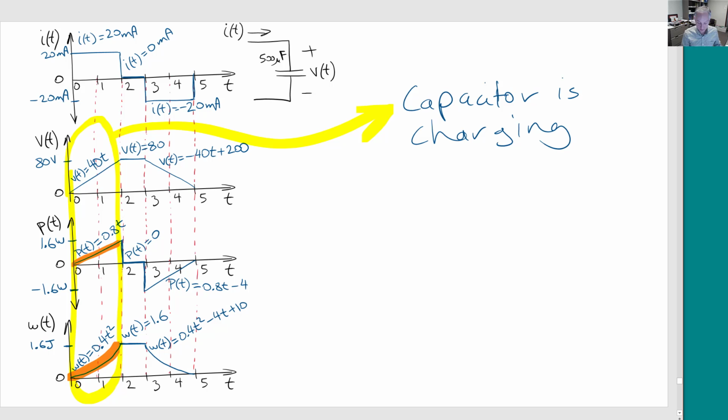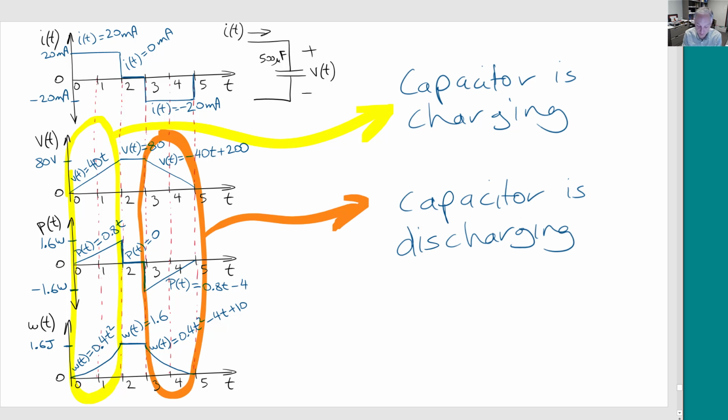And then on the other side, we see the capacitor discharging on the last interval from 3 to 5 seconds. The power is negative and it's going down to 0, so it's discharging and discharging. And we can see that the energy itself is going less and less down to 0. So the capacitor is discharging in this interval.